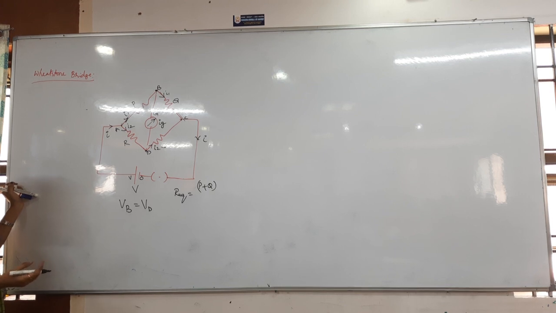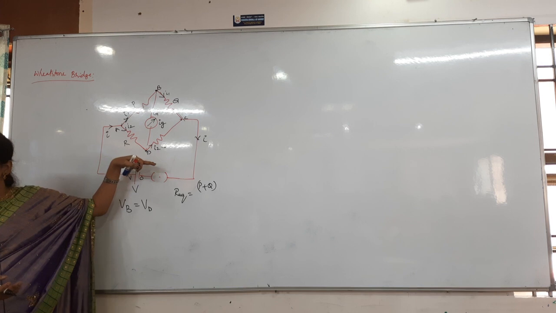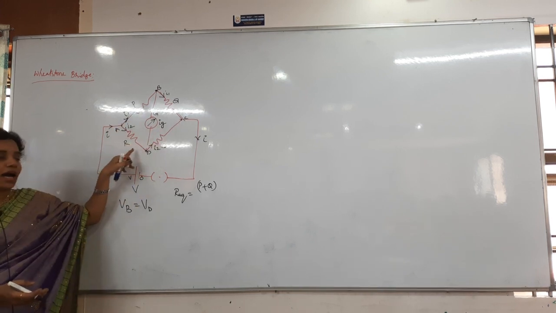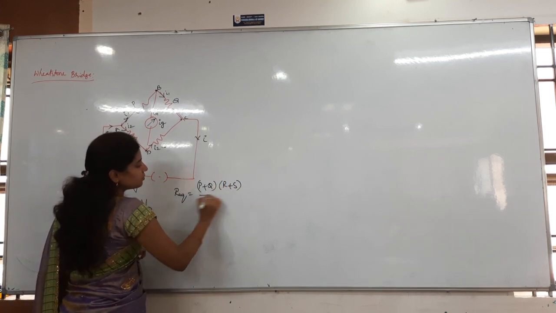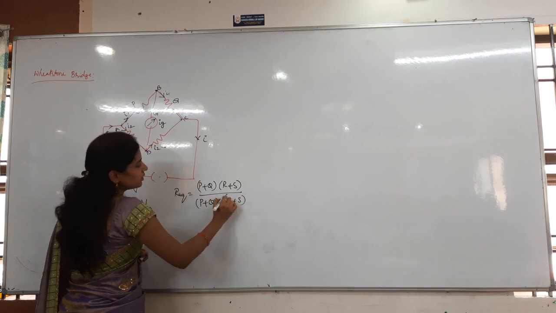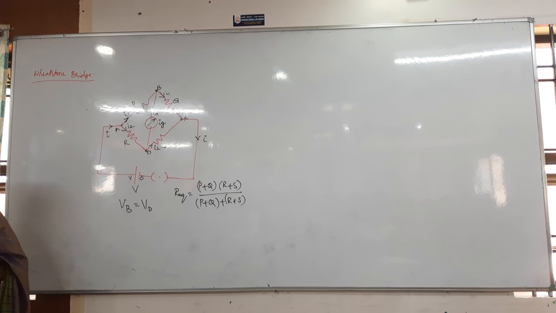So what can I write here? R1 into R2 by R1 plus R2. So R1 is how much here? P plus Q. R2 is how much? R plus S. So that is P plus Q into R plus S by P plus Q plus R plus S. I have written R1 into R2 by R1 plus R2 only. That is the equivalent resistance whenever the bridge is balanced.